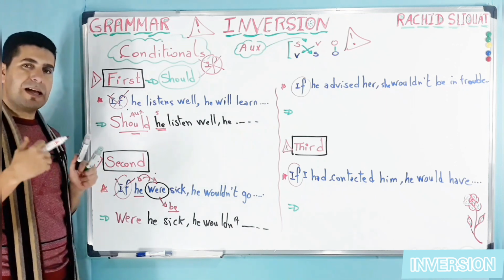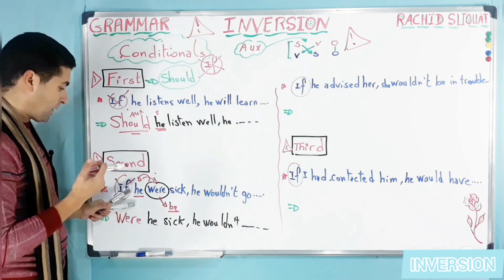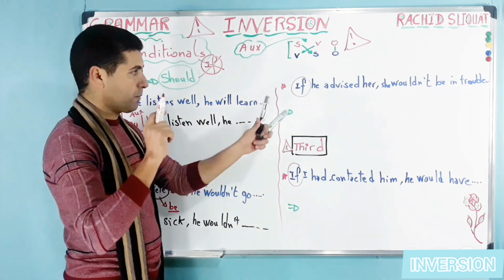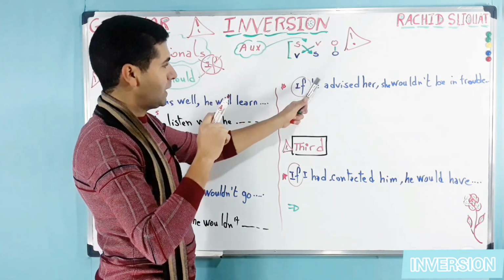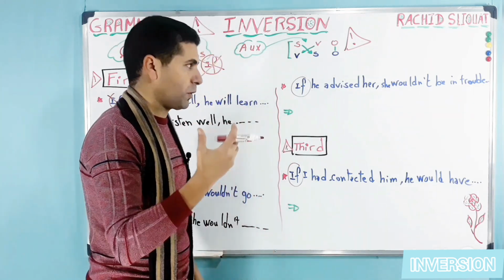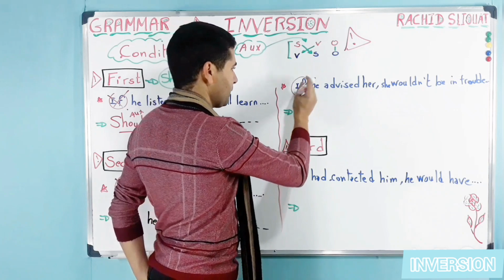This is very important in conditional type 2 when we have the verb be in the past, which is were. Now let's see another conditional type 2, but without verb be. So here we have if he advised her, she wouldn't be in trouble. Now here we have if again.